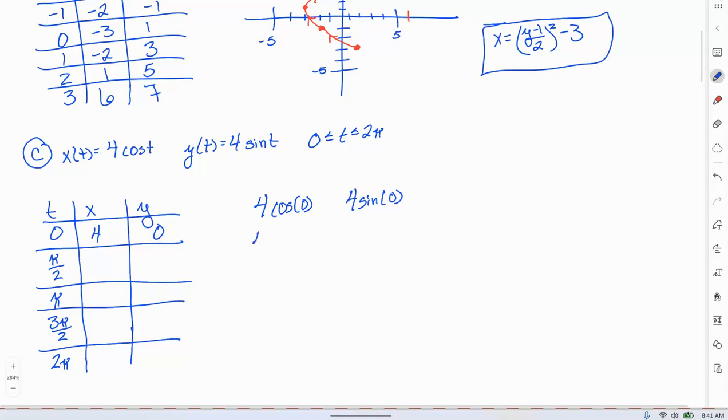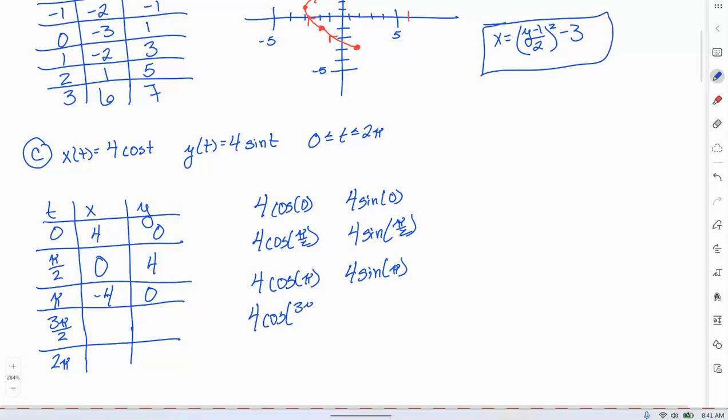At pi over 2, I'm going to have 4 cosine of pi over 2. Cosine of pi over 2 is 0, so x is 0. The y-coordinate is going to be 4 sine of pi over 2. Sine of pi over 2 is 1, so the y-coordinate is going to be 4 times 1, which is 4. At pi, we're going to have 4 cosine of pi. Cosine of pi is negative 1, so my x-coordinate is going to be negative 4. The y-coordinate is going to be 0, because we know sine of pi is 0.